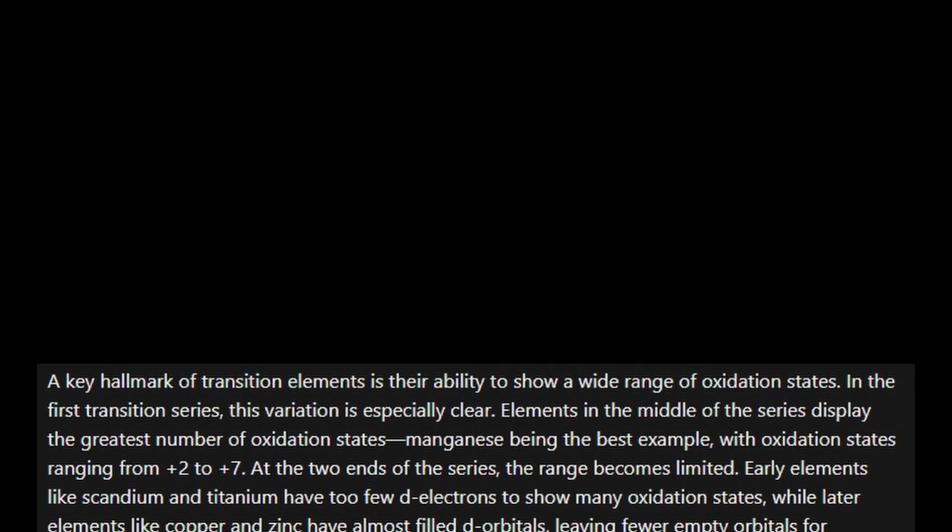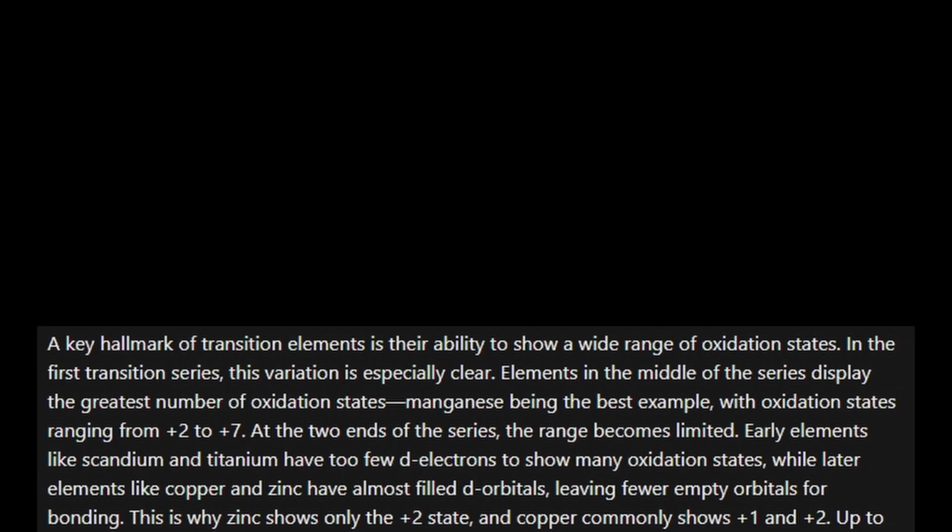A key hallmark of transition elements is their ability to show a wide range of oxidation states. In the first transition series, this variation is especially clear. Elements in the middle of the series display the greatest number of oxidation states, manganese being the best example, with oxidation states ranging from +2 to +7.